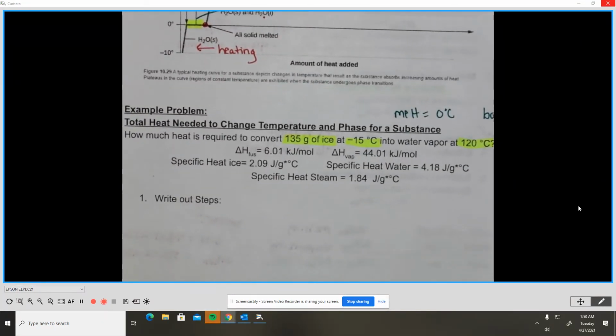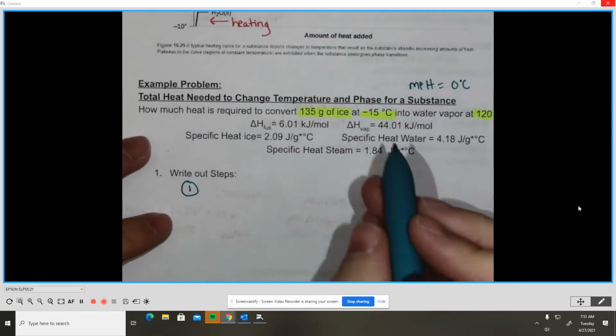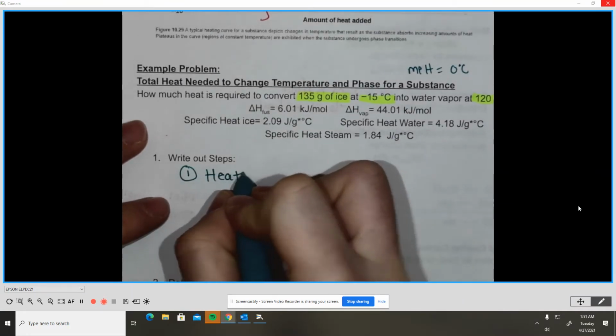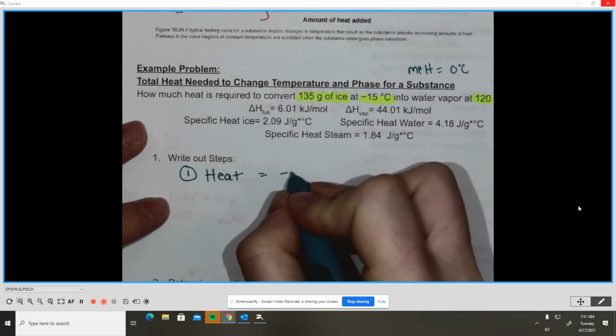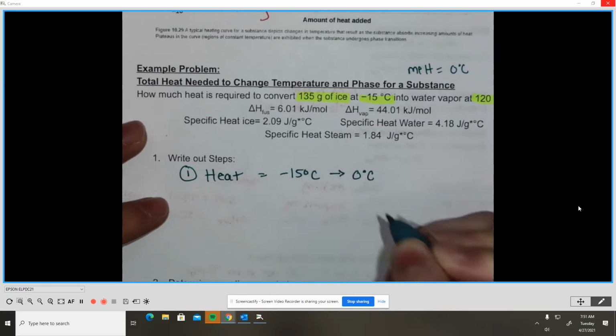So we've got to write out our steps. What you do is you write out your steps. You talk about your heating or cooling, and then you also talk about phase changes. So we're starting at negative 15 degrees Celsius. Our first step is we need to heat from negative 15 to 0 degrees. So we're going to heat, and that is going to take our negative 15 degrees Celsius all the way to 0 degrees Celsius.